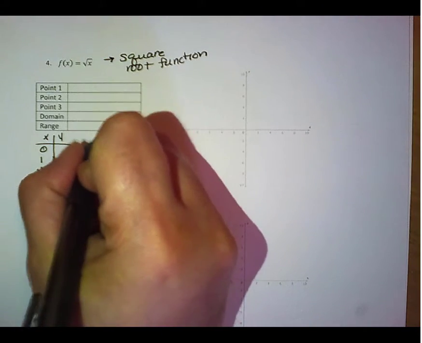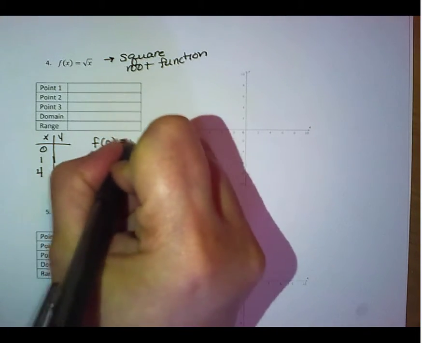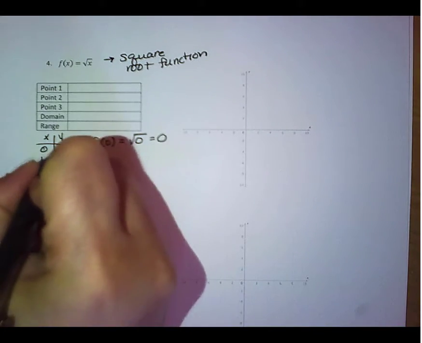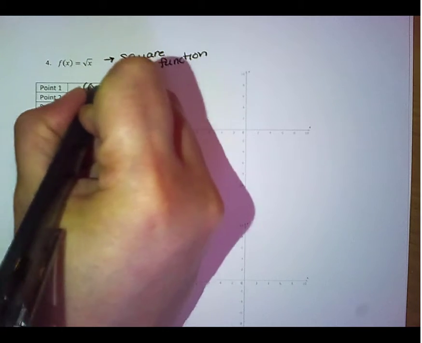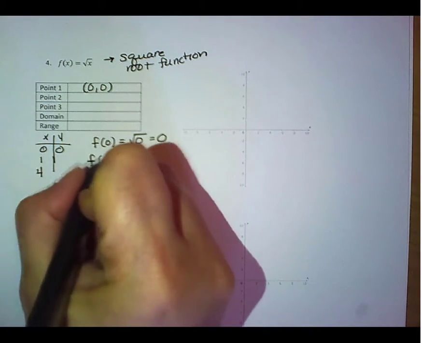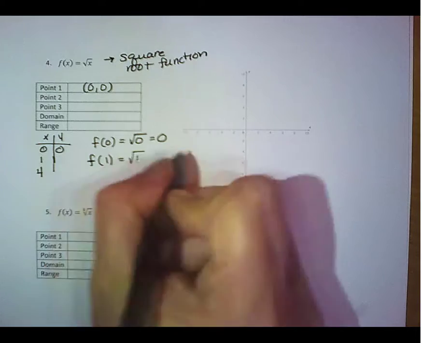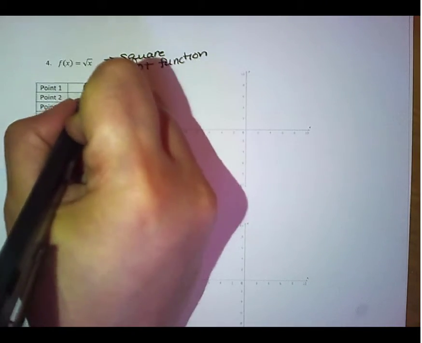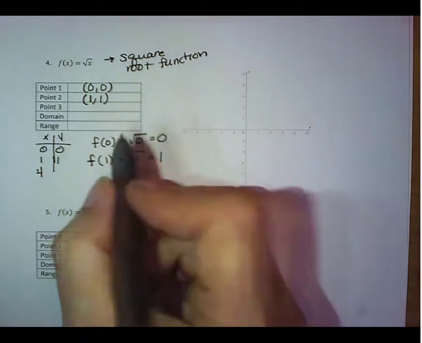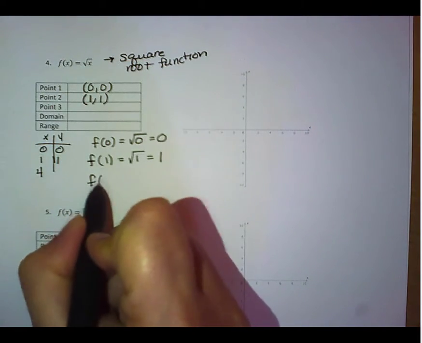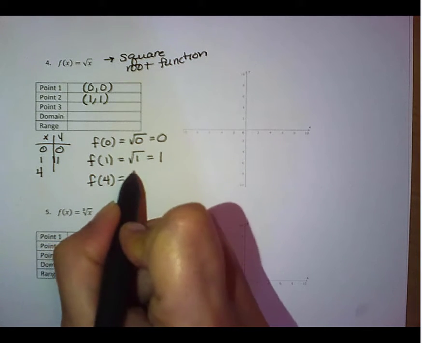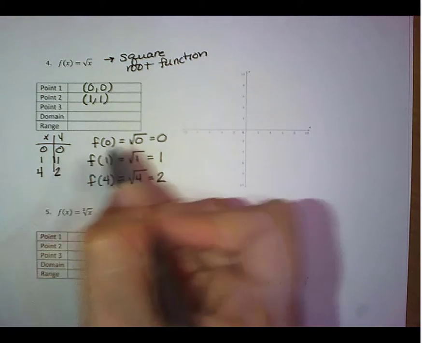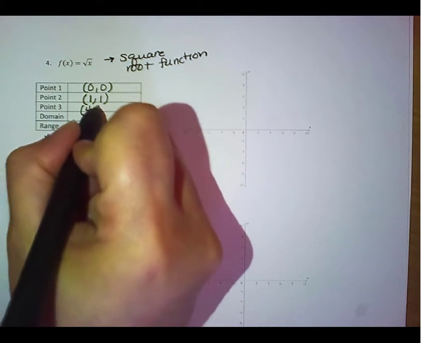So we're going to do the same thing, starting off with f at 0 this time. We've got the square root of 0, which is going to end up being just 0. So our first point this time is going to be 0, 0. Then we're going to do f at 1. That's the square root of 1. Again, the square root of 1 is just 1. So our second point is going to be the point 1, 1. And then we're going to do the last number here, which is 4. So we're going to f at 4. That's the square root of 4. Remember, the square root of 4 is 2. So our last point is going to be 4, 2.